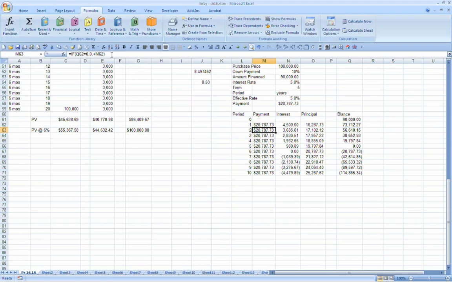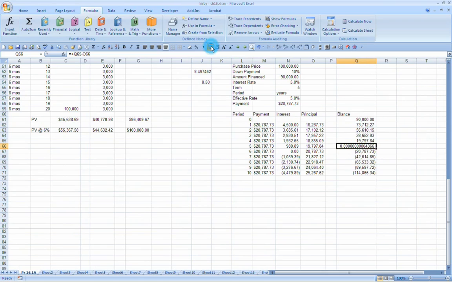There we go. And we copy that down. I did not have success. If Q66 equals 0, then 0, else M66. Well, it looks like it's 0, but it gave me a number. Let's add more places to this and see what we get. Look at this. If I add enough decimal places, it's not 0. So I have a problem.